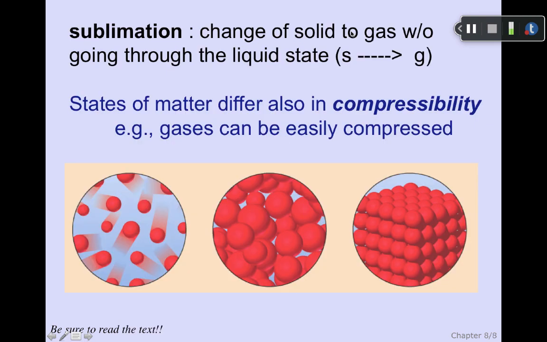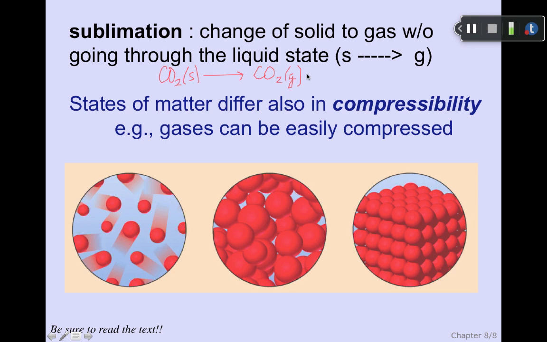Sublimation is, of course, the change of a solid to a gas without going through the liquid state. This is characteristically known to be the case for dry ice. If you've seen dry ice in lab, it goes from a solid to a gas without making a puddle, which is why it's called dry ice. And so it also requires an addition of energy.